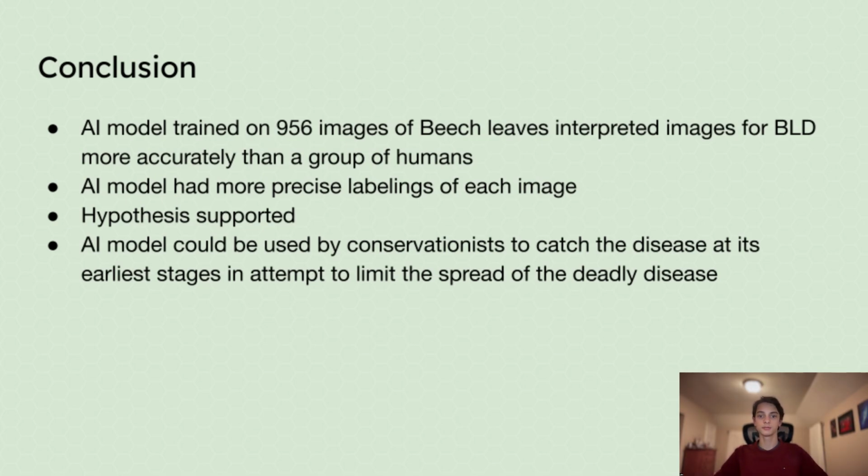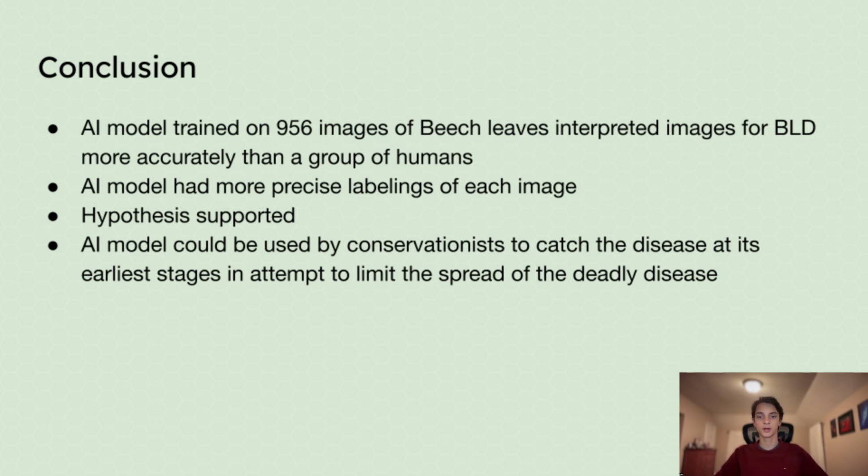So for my conclusion, I concluded the AI model that was trained on over 900 images of beech leaves was able to interpret images for beech leaf disease more accurately than a group of humans. And my AI model is also more precise in its labelings of each image. So overall, my hypothesis was supported, although there were some anomalies like I just mentioned. This model could be used by conservationists to catch the disease at its earliest stages in an attempt to limit the spread of this deadly disease.